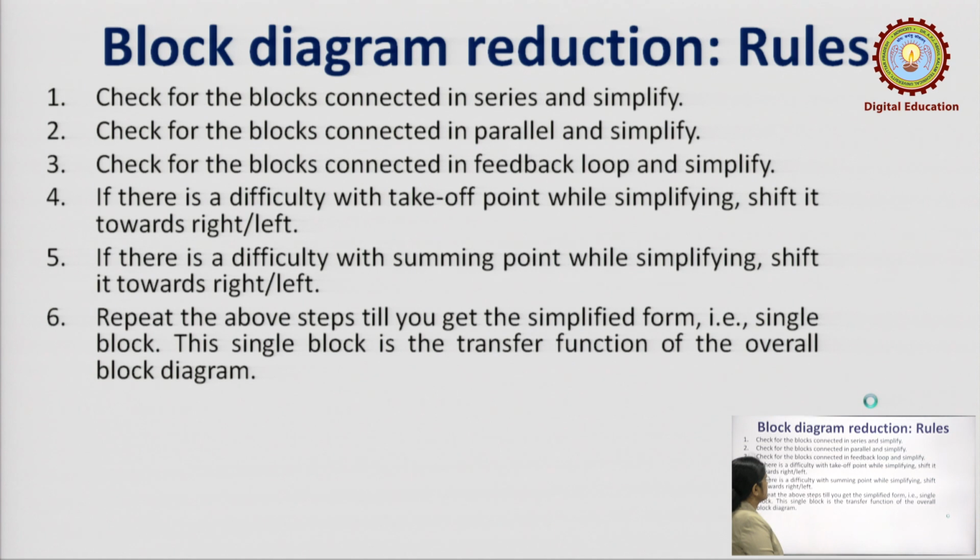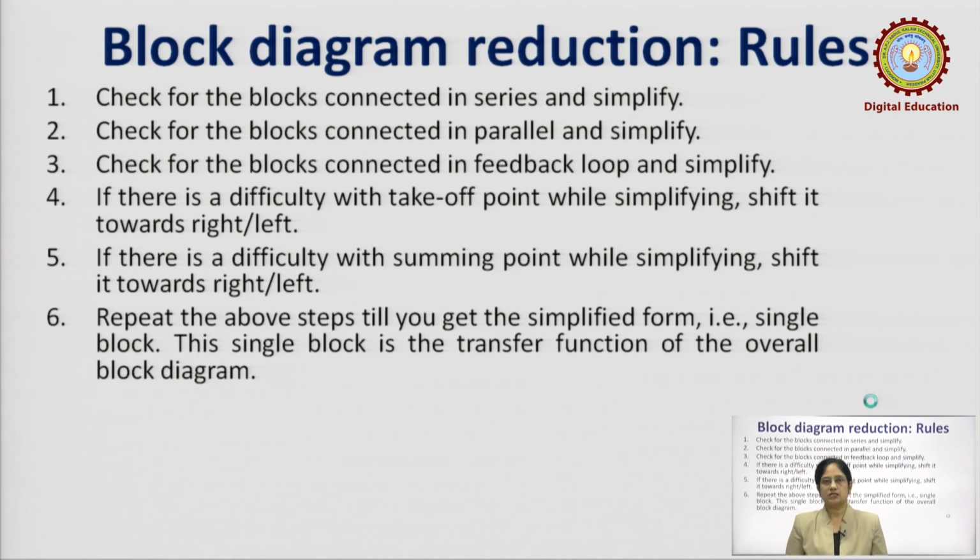Check for the blocks connected in series and simplify. So, the first step is to see if the blocks are in cascade, then we can reduce the 2 blocks to a single block. Similarly, if the blocks are connected in parallel, we need to simplify. These are the 2 things we will check first, and then if there is any feedback loop, we simplify the feedback loop by the particular reduction technique.